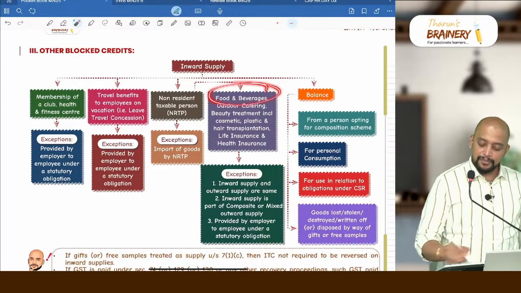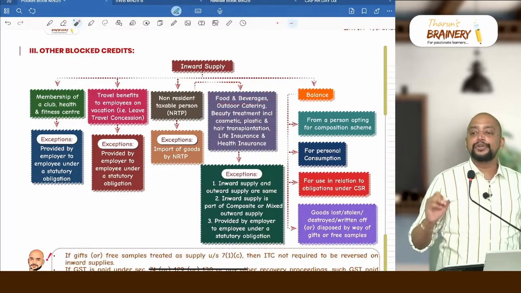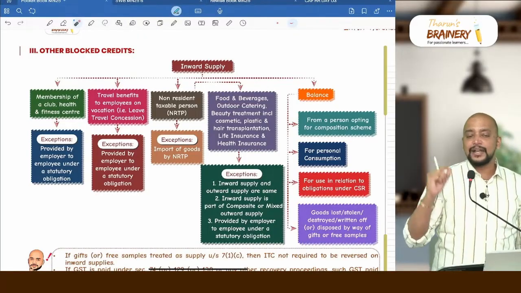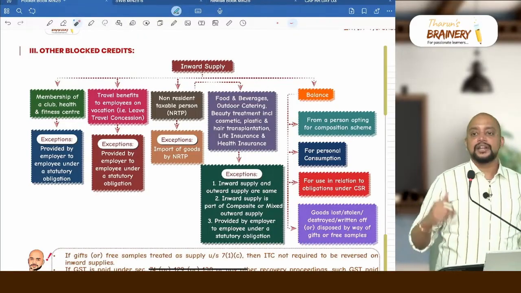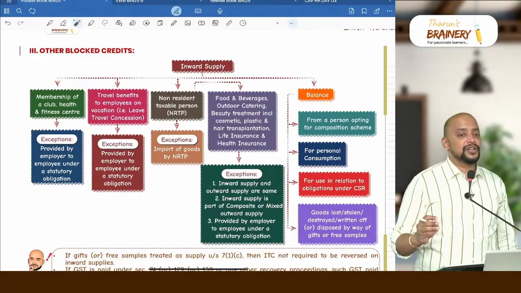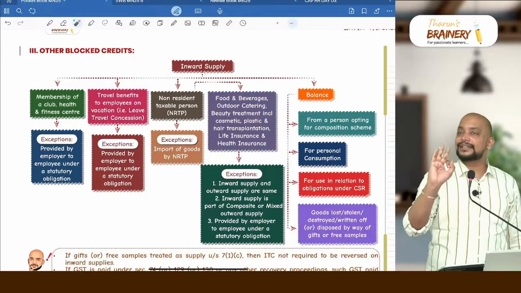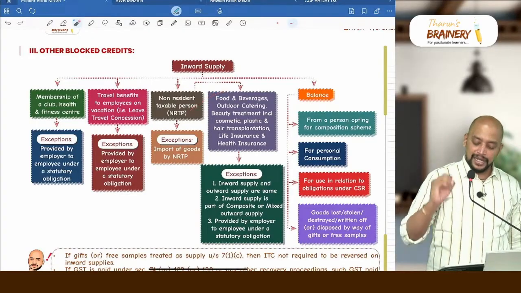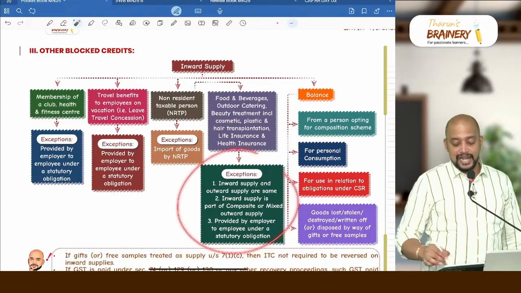Okay. So food and beverages, outdoor catering. Beauty treatment, then cosmetic surgery, plastic surgery, hair transplantation. Then insurance. What insurance? Life insurance and health insurance. Okay. These three are blocked credits. Food, beauty, insurance. However, we have three exceptions.